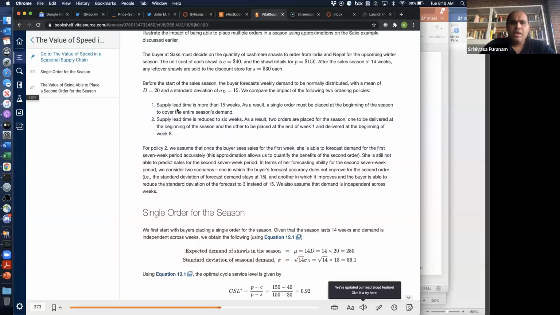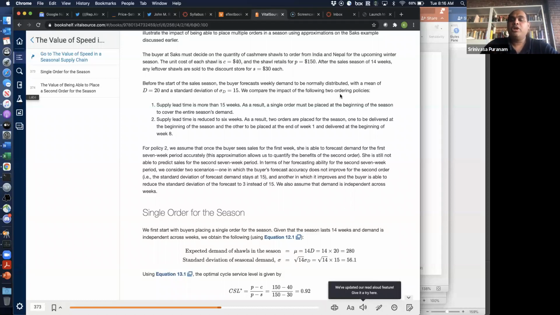Now, before the start of the season, the buyer forecasts that weekly demand is normally distributed. Notice that this is weekly demand, not demand for the whole season. In the previous examples that we did with seasonal inventory management, whenever we looked at demand, mean, and standard deviation, we were given them for the whole season. But here we are given mean and standard deviation for weekly demand. So we know what it is per week, and we just have to make it for the whole 7 weeks or 14 weeks, depending upon what we are doing.